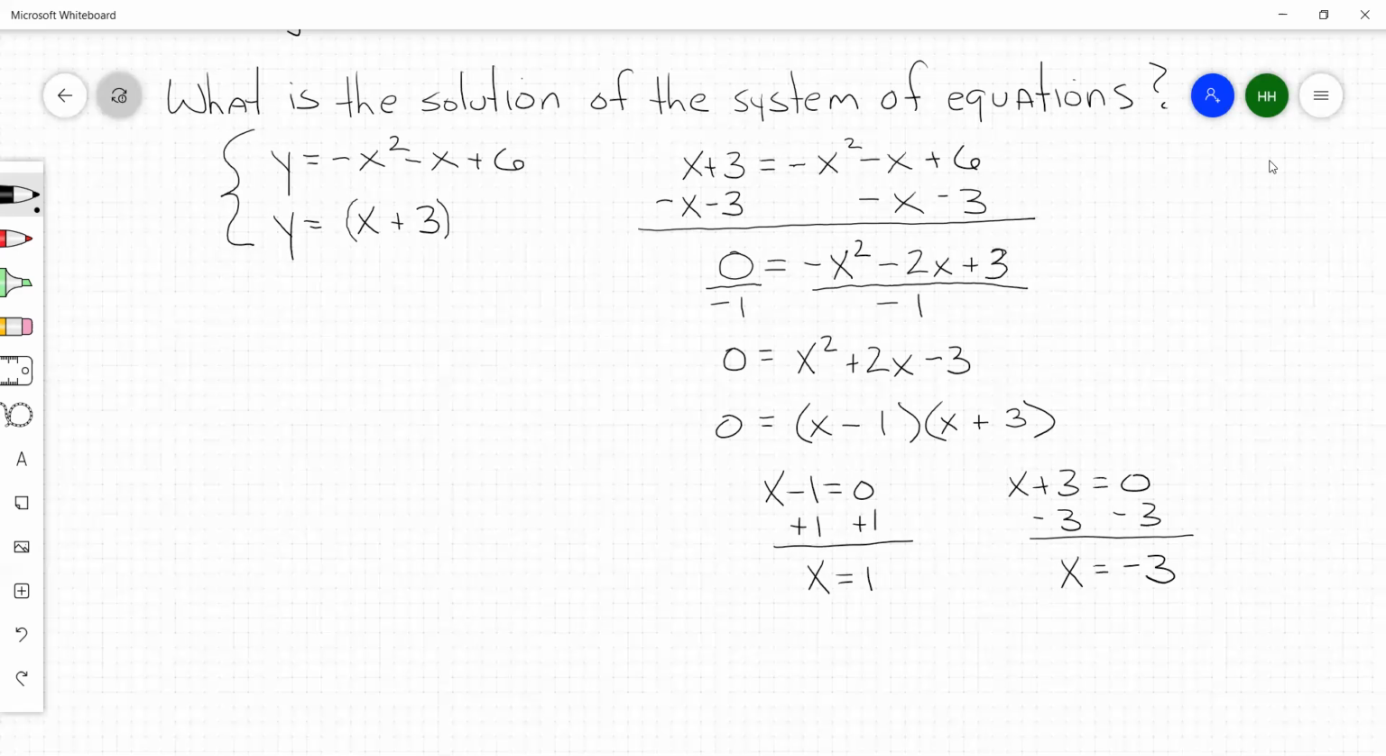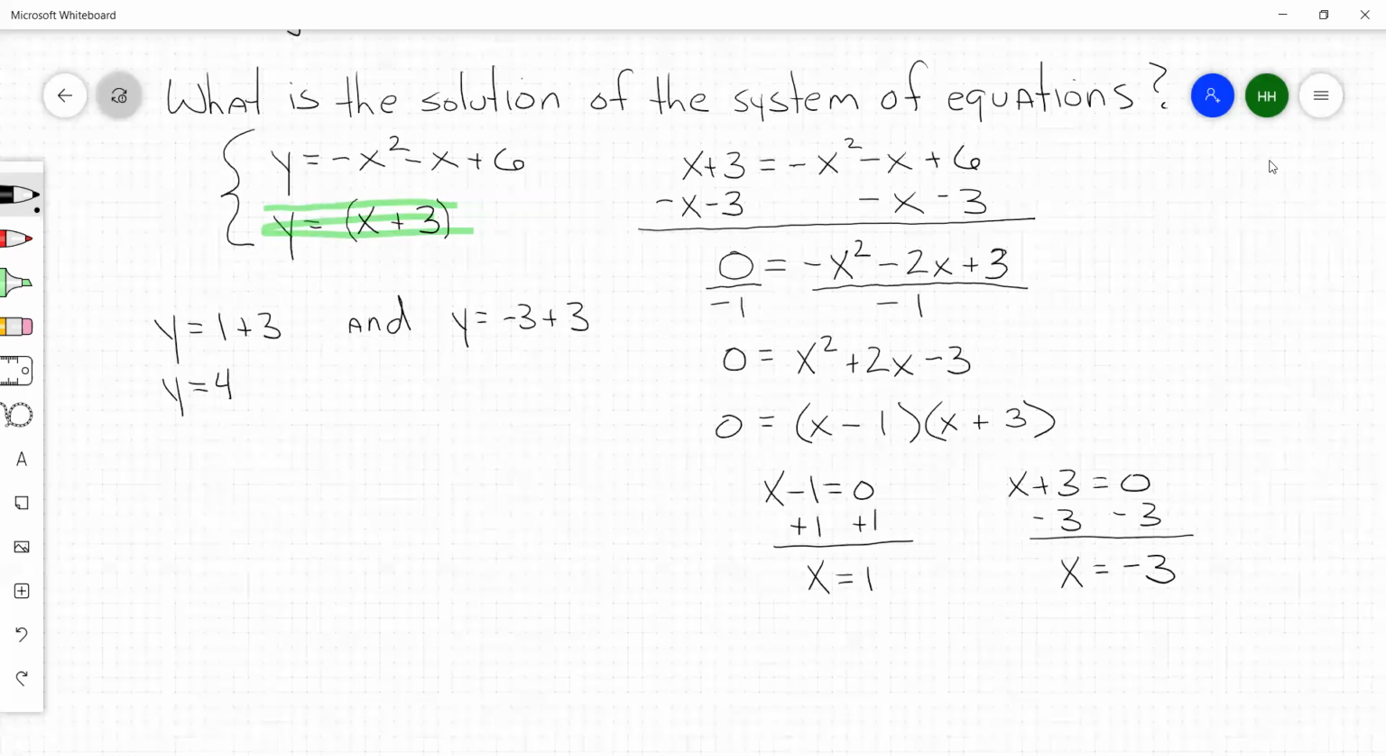All right, now you're almost finished. Now what you do is you input each x into this equation right here, because that's simple. You find the y value when x equals 1, and you find the y value when x equals -3. So you've got y equals 1 plus 3, and y equals -3 plus 3. So when x equals 1, y equals 4.